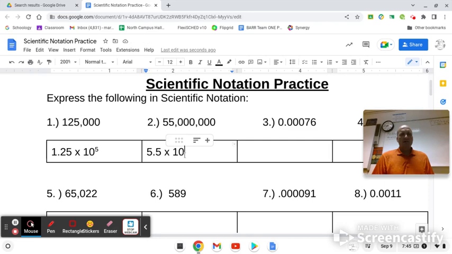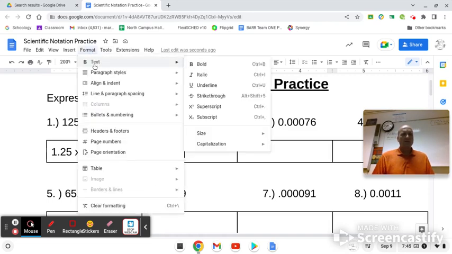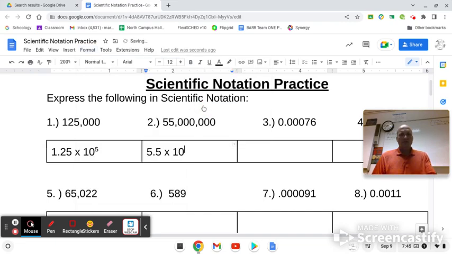Now in Google Docs, to make that 7 an exponent or a superscript, I'm going to go out to Format, Text, and there's superscript. And then I can type the 7. So Format, Text, superscript. There's my answer.